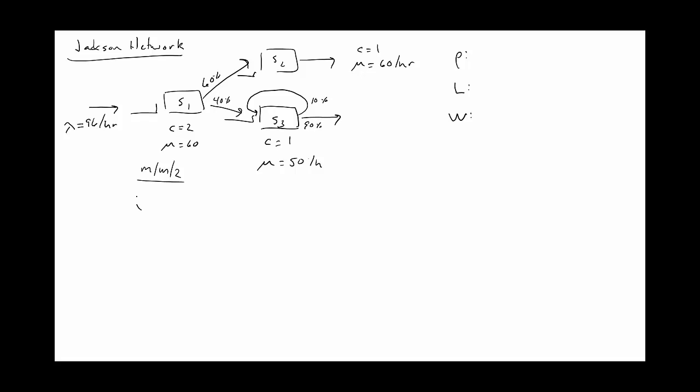And when we did this previously, we got a utilization of 0.8. We got a number in the system of 4.444, and we got a time in system of 0.046.